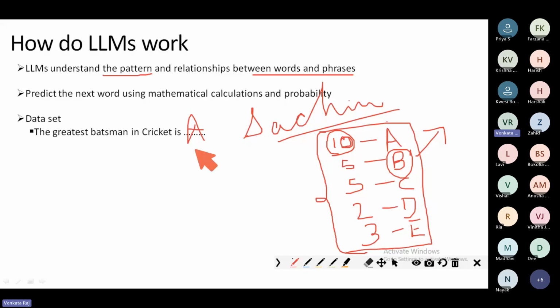Understanding me? So this is how the LLMs work, guys. Based on the data set they have been trained on, they will gather the information from that only, and then they will give us the output. That is why it is very, very important that we verify the output given by the LLMs. Okay? Clear, everyone?